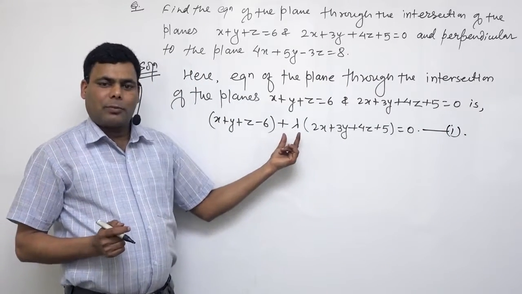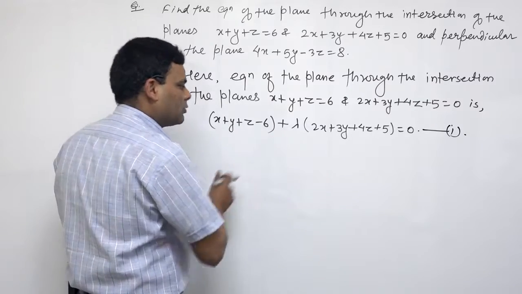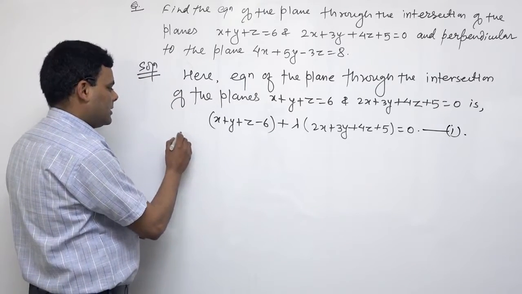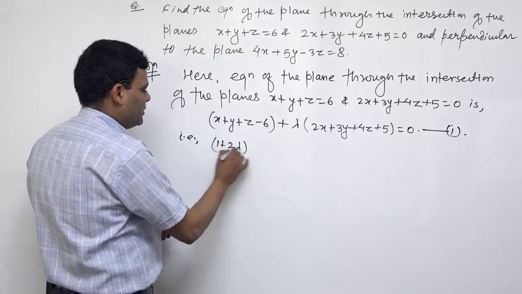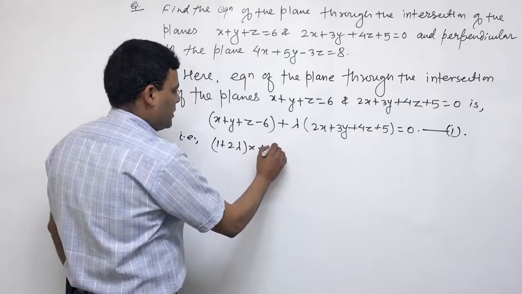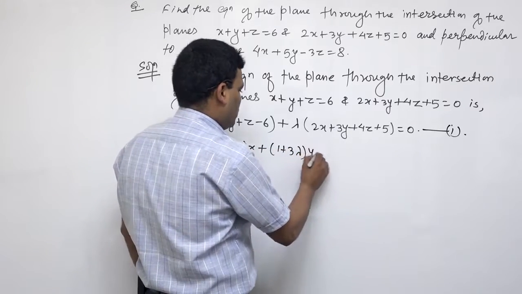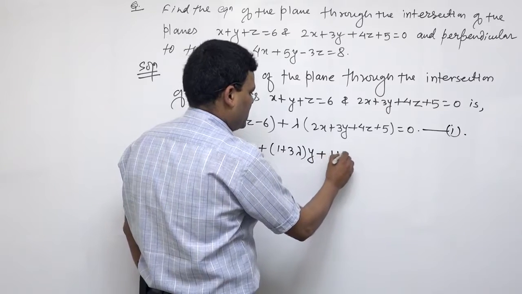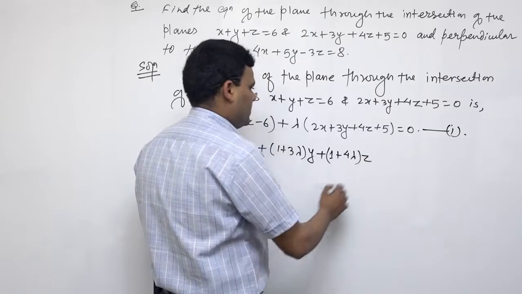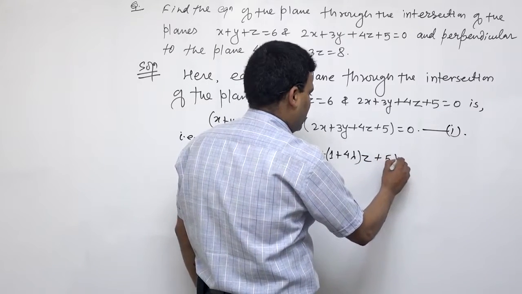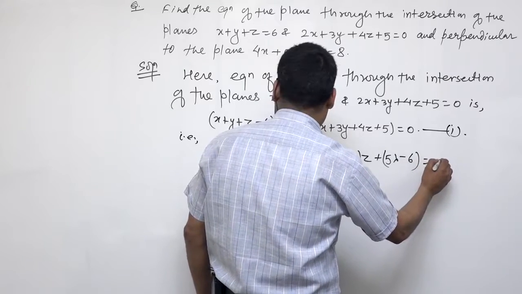Now we need to find the value of lambda. For this, this equation can also be written as 1 plus 2 lambda into x plus 1 plus 3 lambda into y plus 1 plus 4 lambda into z plus 5 lambda minus 6 equals to 0.